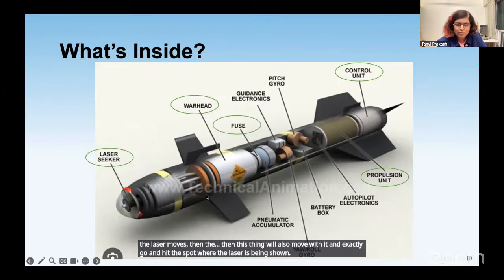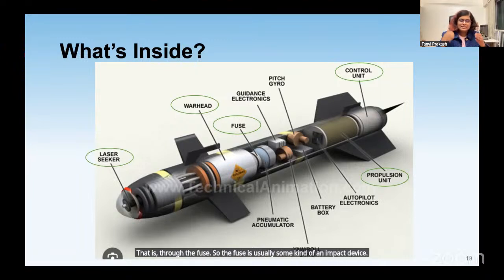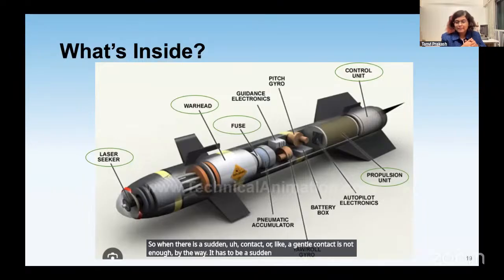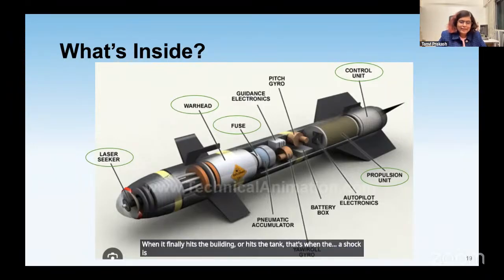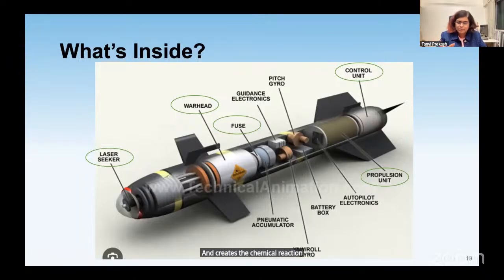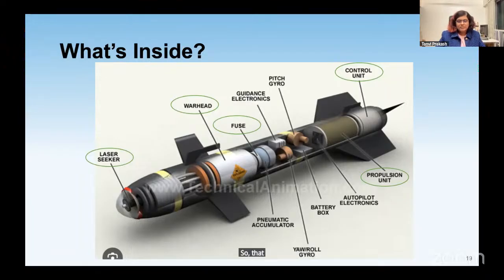And then how does it know when it should make a blast? That is through the fuse. So the fuse is usually some kind of impact device. When there is a sudden contact, a gentle contact is not enough, by the way. It has to be a sudden impact contact. When it finally hits the building or hits the tank, that's when a shock is observed. And that shock triggers the fuse and creates the chemical reaction which will cause combustion of the warhead inside. So that's how this thing works.